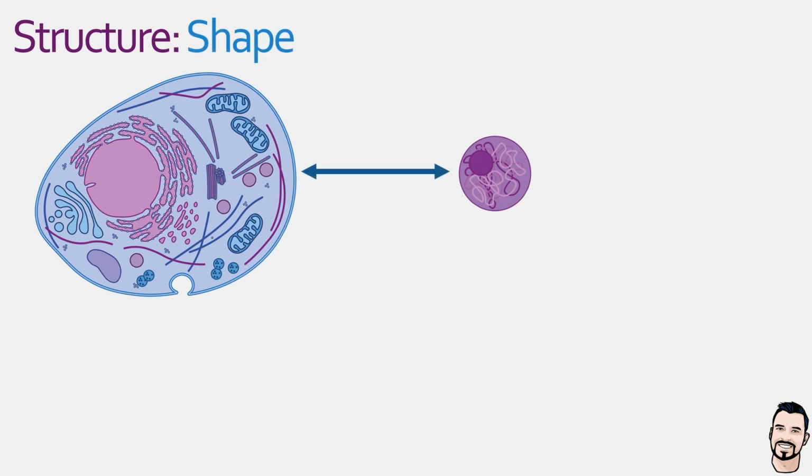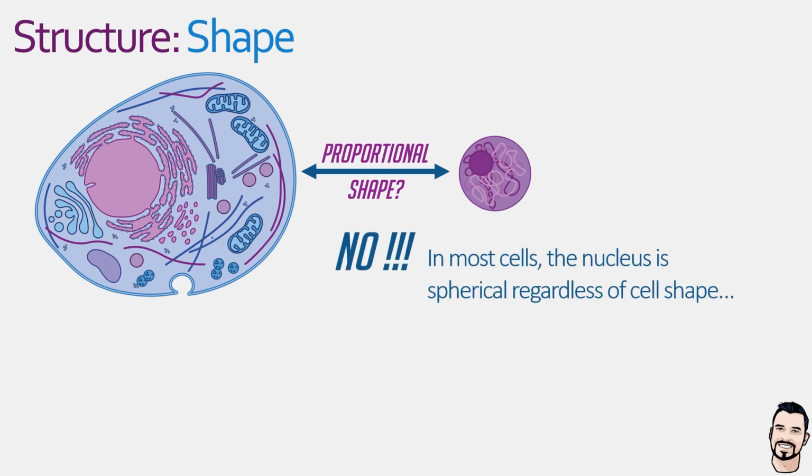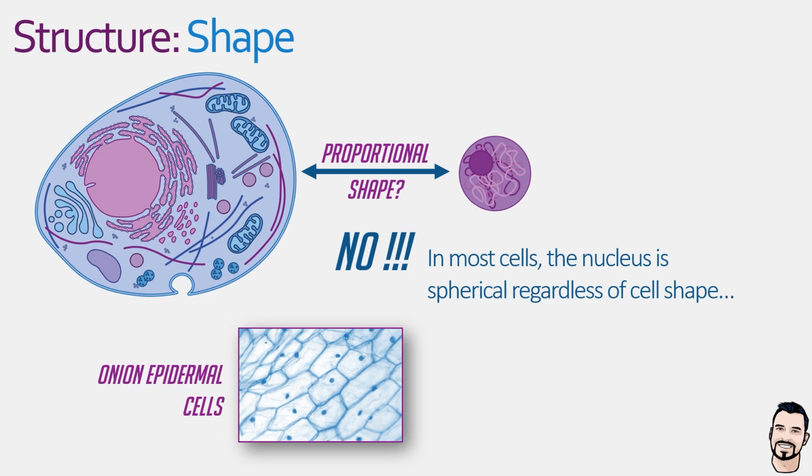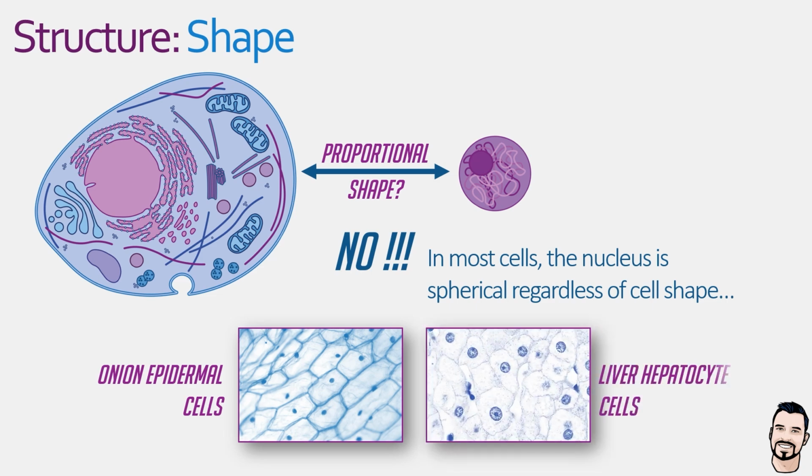Now, what about the shape of the nucleus? You might be wondering, is the shape of the nucleus proportional to the shape of the cell? In other words, do round cells always have round nuclei, and do long cells have long nuclei? Well, not really. In most cases, the nucleus is roughly spherical, regardless of the overall cell shape. Take onion epidermal cells, for example. The cells themselves are rectangular, but the nuclei are still circular. Or if we consider liver hepatocytes, they can have quite an irregular cell shape, yet their nuclei are still large and round. So while there are some exceptions, the general rule is that the nucleus is kept to its spherical shape even when the cell doesn't.